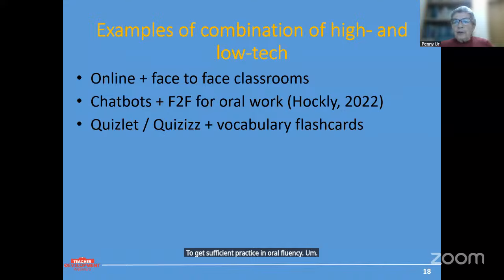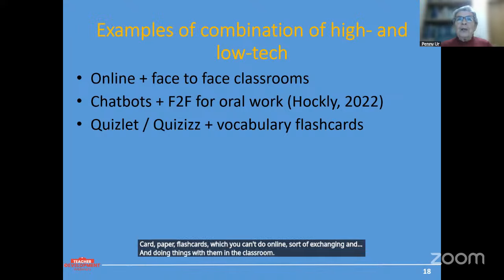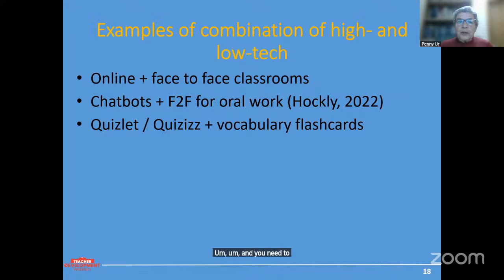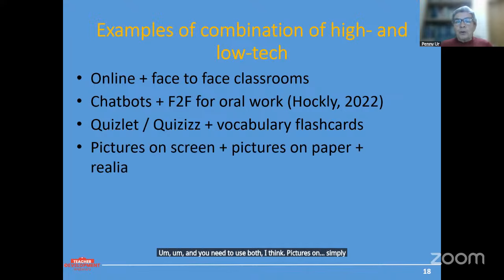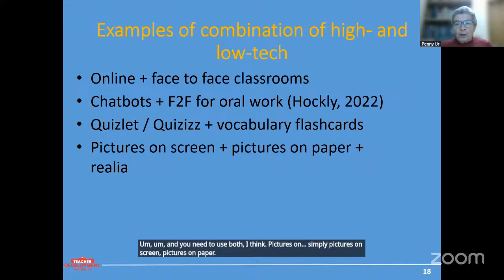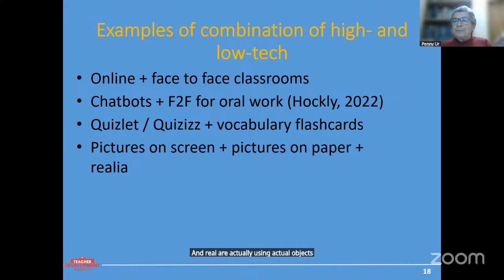Flashcards, vocabulary flashcards. So you've got Quizlet, which gives you digital flashcards, but there are things you can do with actual paper flashcards which you can't do online, sort of exchanging and doing things with them in the classroom. And you need to use both, I think. Simply pictures on screen, pictures on paper, and realia, actually using actual objects in the classroom, are both important.